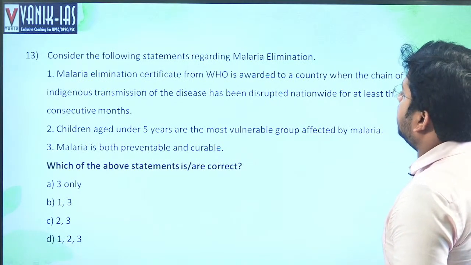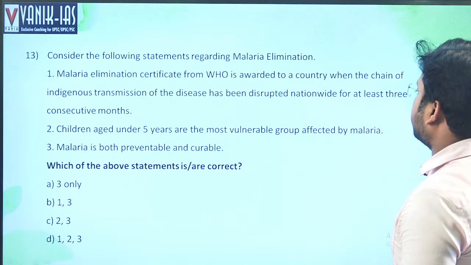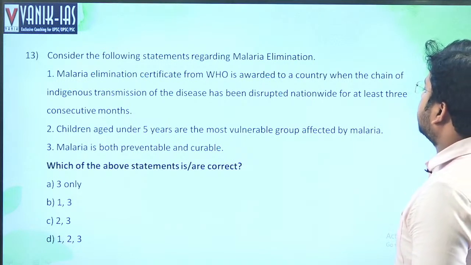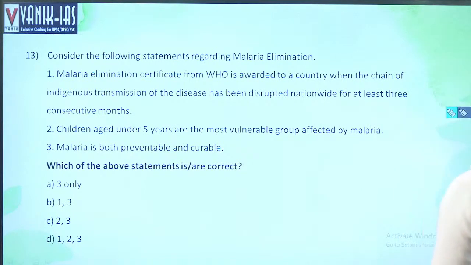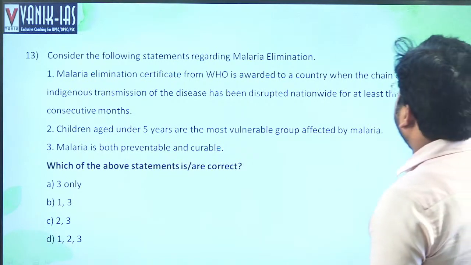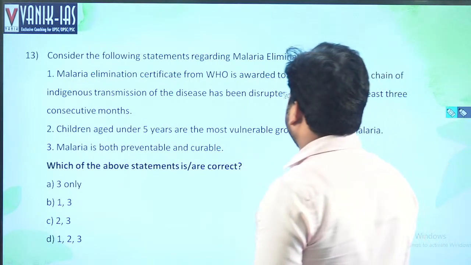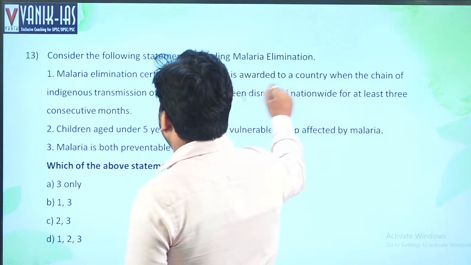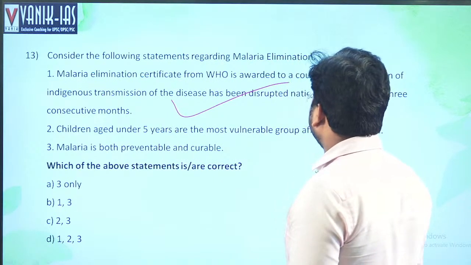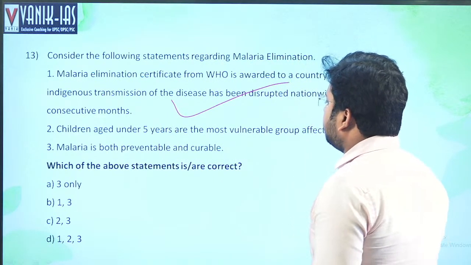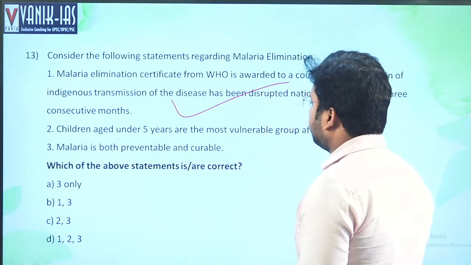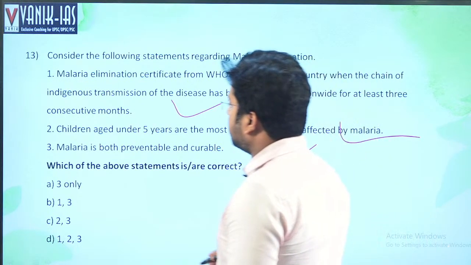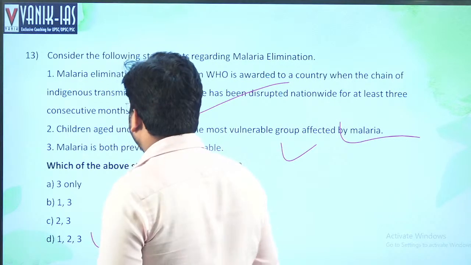Malaria elimination. A malaria elimination certificate from WHO is awarded to a country when the chain of indigenous transmission of the disease has been disrupted nationwide for at least 3 consecutive months. Yes, this is right. Children aged under 5 years are most vulnerable to malaria. Malaria is both preventable and curable. So all the statements are right regarding malaria.